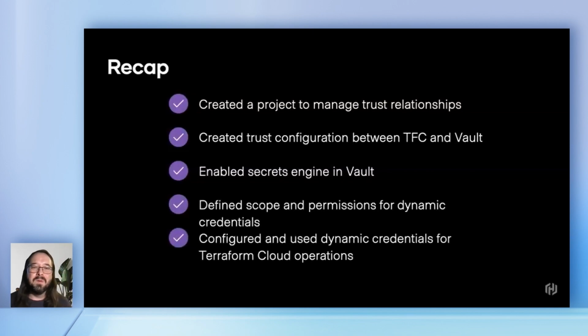Recap. So what did we do in this workshop? We first looked at the simple case, but the main point of the workshop was to create a project to manage our trust relationships. And then we created a trust relationship between Terraform Cloud and Vault. After enabling the Vault Secrets engine, that let us define the scope and permissions for our dynamic credentials. And then we used those in a couple of different scenarios. We used it in the scenario of having one workspace where our operators who are deploying infrastructure can write their Terraform configuration and manage it and deploy it, all without having to handle our secret keys.